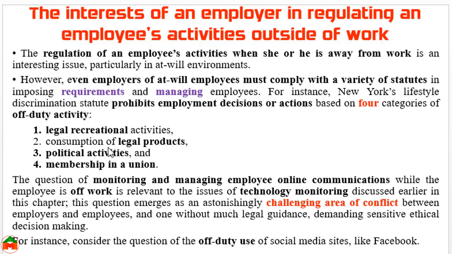If there is a prohibition on such legal activities, there may be conflict between the employer and employee. That's why before doing off-duty monitoring, the employers should be concerned about the employees' privacy. Whenever the employer is monitoring off-duty activities, he should not create any prohibition regarding the four aspects: legal recreational activities, consumption of legal products, political activities, and membership in a union.